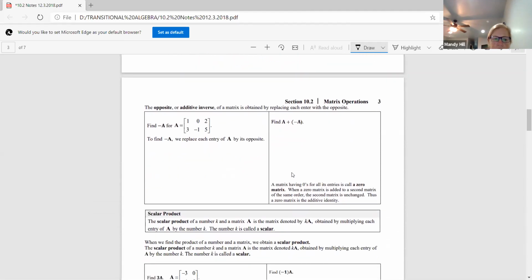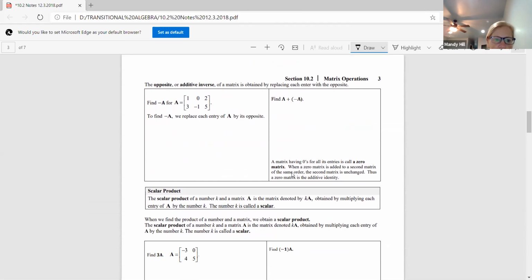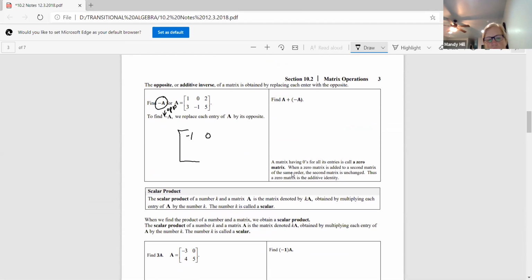Okay. So this one says find -A, where A is this matrix. Well, that's real easy. If it's just telling us this negative, negative means opposite. So it's just saying take all of the matrix, and if it was +1, make it -1. 0 doesn't have an opposite. If it's 2, make it -2. 3 would be -3. -1 would become +1, and 5 would become -5. So this would be our answer.